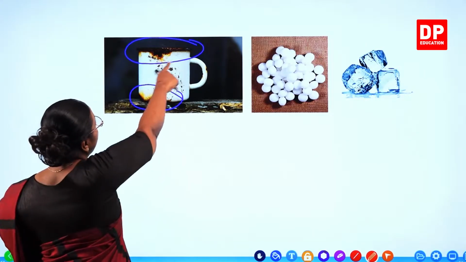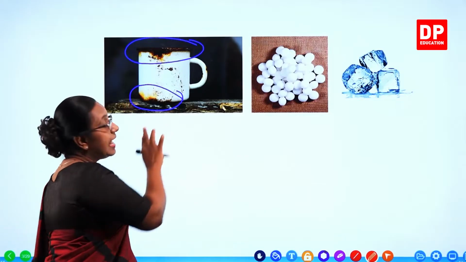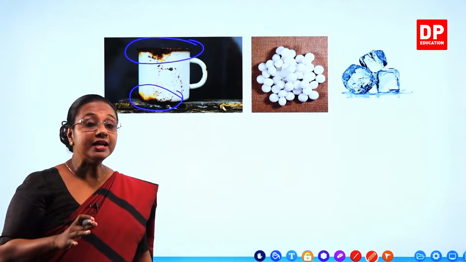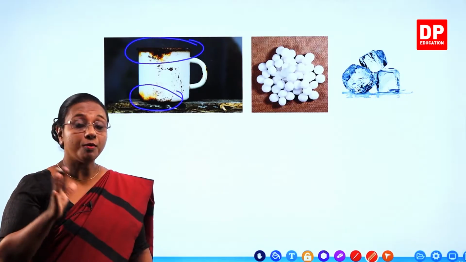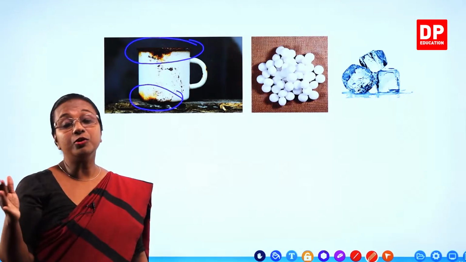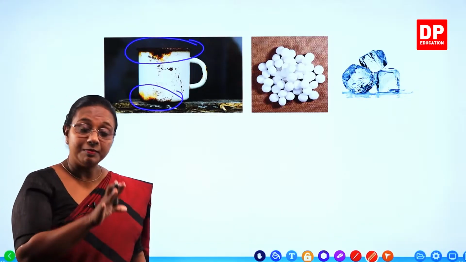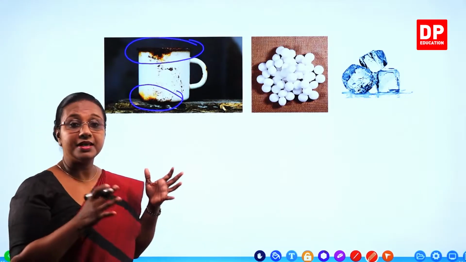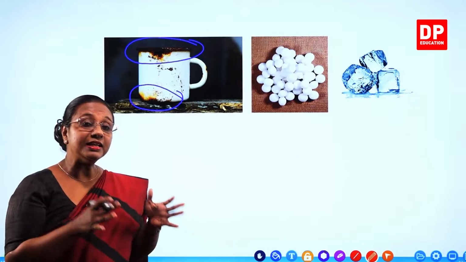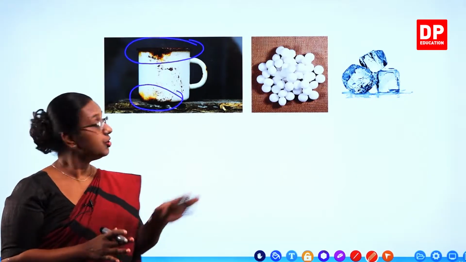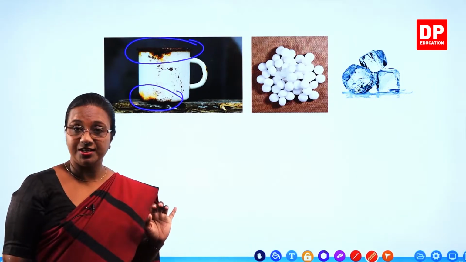The reddish brown or dark brown substance here, that is rust. So, iron undergoes rusting. Objects made up of iron undergo rusting. So, that is a change. The metal cup, that is the iron cup, is a matter, and this matter undergoes changes. So, this is one type of change.